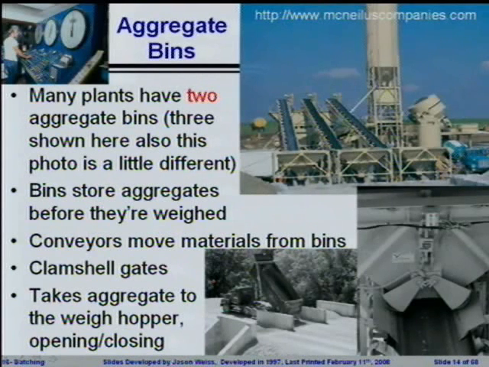This may sound somewhat trivial, but I hear this brought up quite frequently. Many plants have two aggregate bins. So in order to emphasize that, I have shown you a picture with three aggregate bins. You will see that there are one, two, three aggregate bins at this particular plant. That is not common, especially for a lot of the older plants that are out there. Many of them have two aggregate bins because there are two flavors of aggregate, sand and coarse aggregate. Putting in a third bin is expensive for that particular producer.